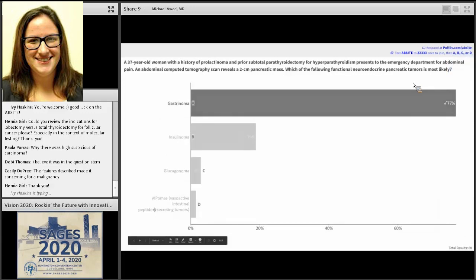Great. So the key to this question is that it's pituitary, parathyroid, and pancreas, so MEN1. The most common functional pancreatic neuroendocrine tumor in a patient with MEN1 is a gastrinoma, about 54% of them, followed by insulinoma, then glucagonoma, then VIPoma.